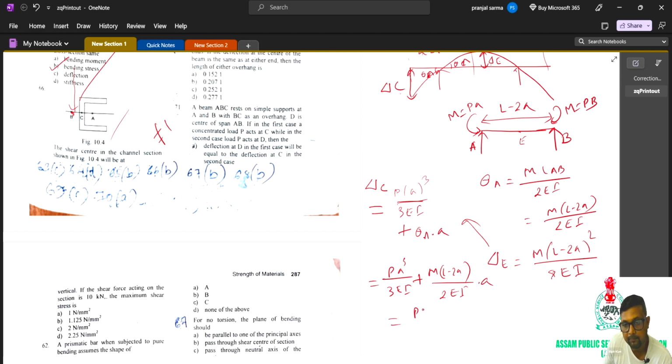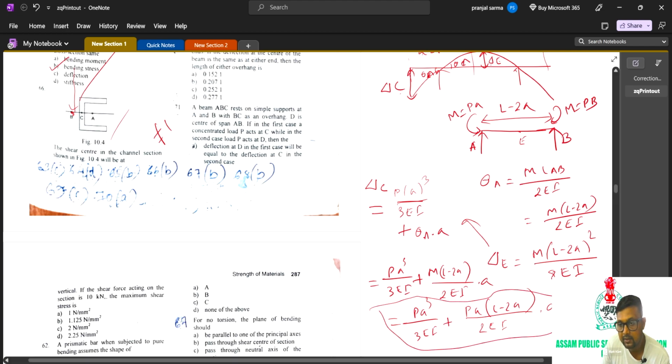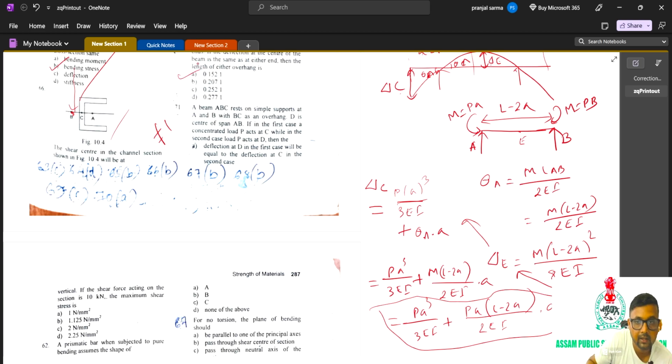What is the value of M? M is PA. So plus PA into L minus 2A by 2EI into A. This is the deflection at C. This deflection at C is equal to the deflection at E, and through that you will find that length A is 0.152 L. You solve it, you will find the value. Remember, you have to simplify this and take the moment here, because obviously a moment will be applied because of this cantilever portion. So here you can solve it.